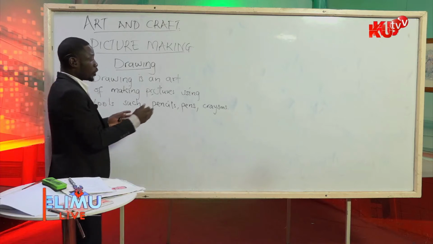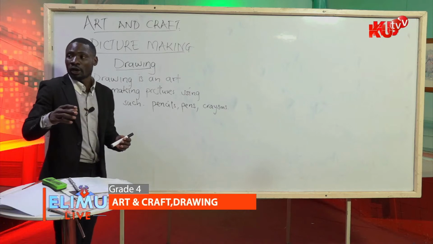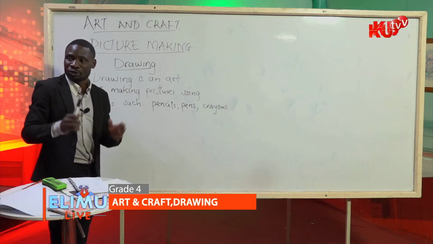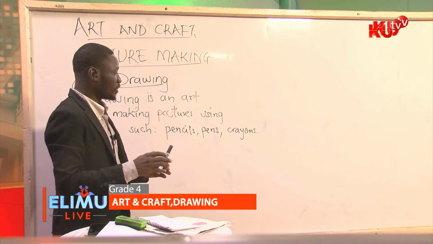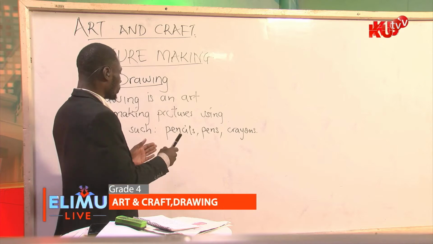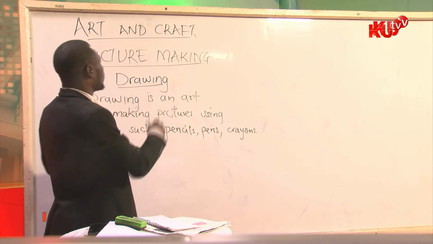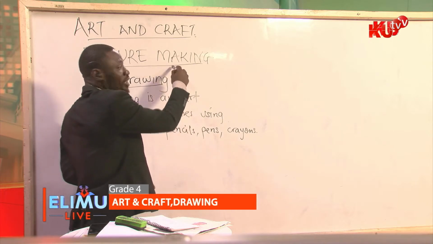You can use a pencil. You can draw on surfaces such as paper. You can also use walls. You can also use boards. Any surface that you desire to make a form through drawing. Drawing is one of the techniques of making pictures.